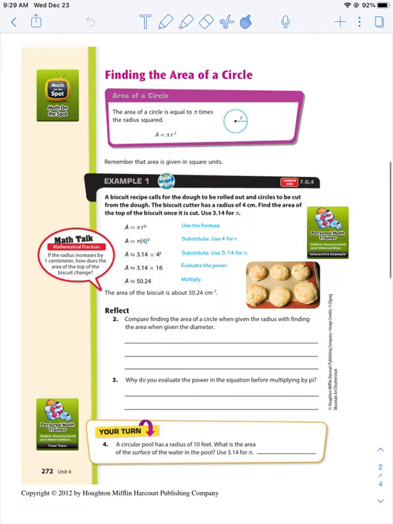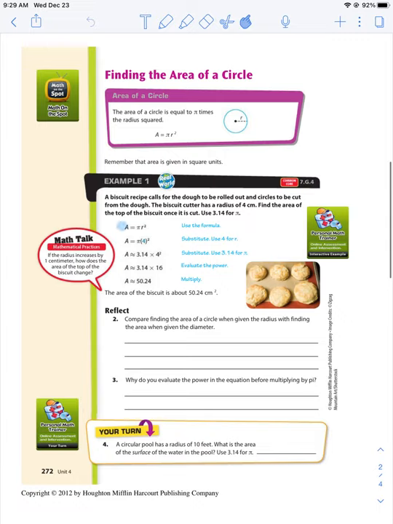All right, example 1. A biscuit recipe calls for the dough to be rolled out and circles to be cut from the dough. The biscuit cutter has a radius of 4 centimeters. Find the area of the top of the biscuit once it is cut. Okay, so this is just a really long word problem. What it's asking is the area of a circle that has a radius of 4.